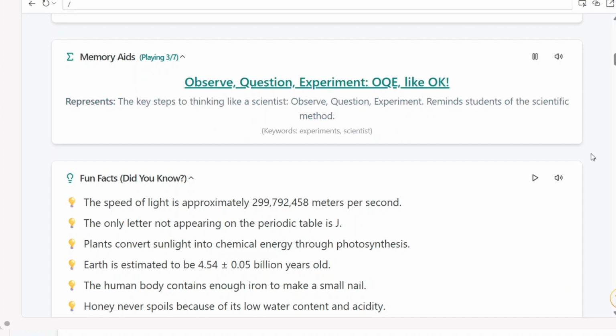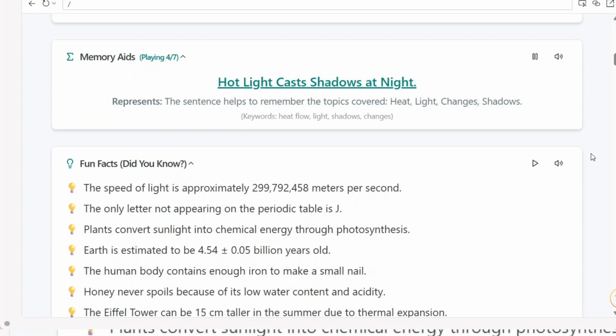Observe, question, experiment, OQE, like OK. Which represents the key steps to thinking like a scientist. Observe, question, experiment. Reminds students of the scientific method. Hot light casts shadows at night. Which represents, the sentence helps to remember the topics covered: heat, light, changes, shadows.